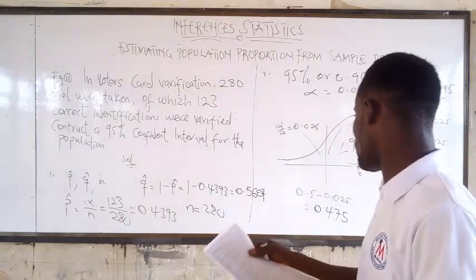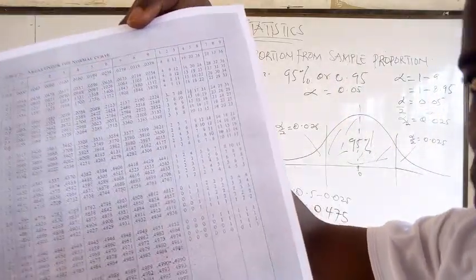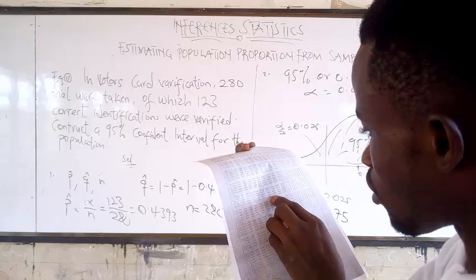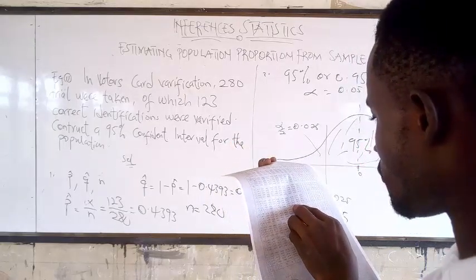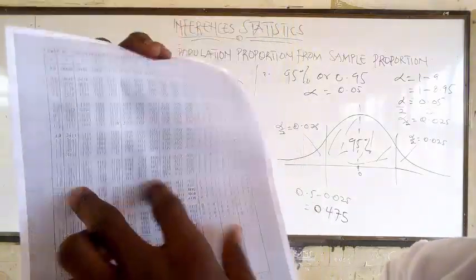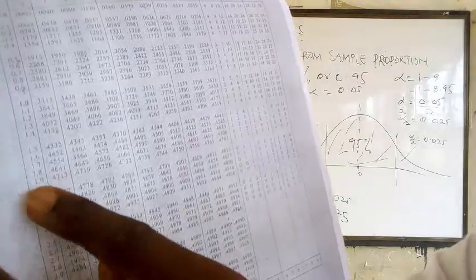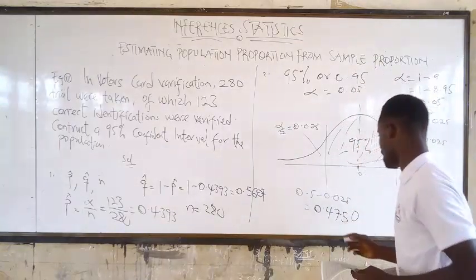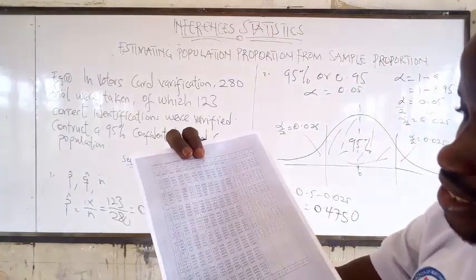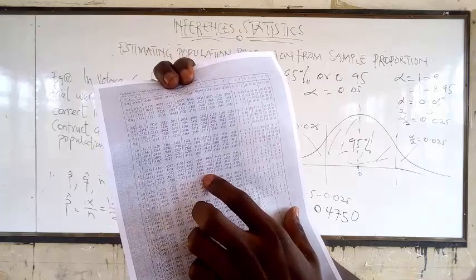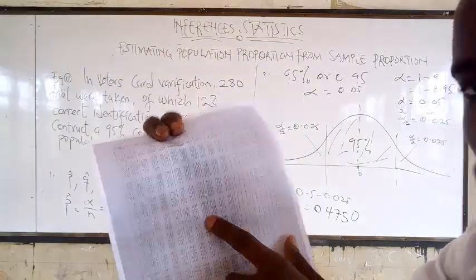So let's see, 0.475. You can check your own. Check where the 1.9 is here. Check that row. You see everything here is in four decimal places, so let's add zero here. If you add zero, at the 1.9, when you check, we have 0.4744, 0.4750.